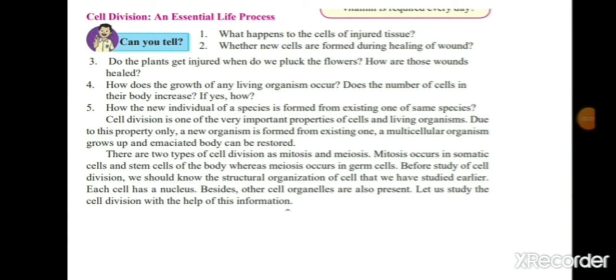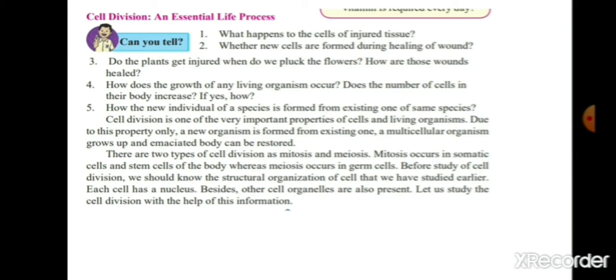Good morning, students. Now let us continue the second lesson of Science 2, Life Processes in Living Organisms, Part 1. The next topic which we are going to cover is cell division, an essential life process. You can see on the screen some of the questions which are given. Let us go through the questions.